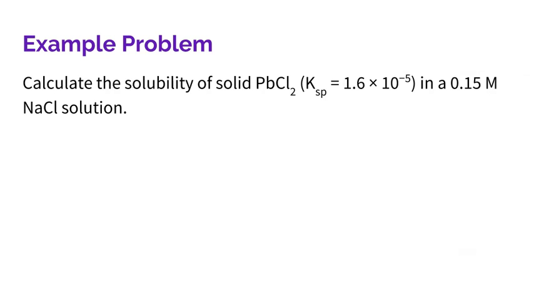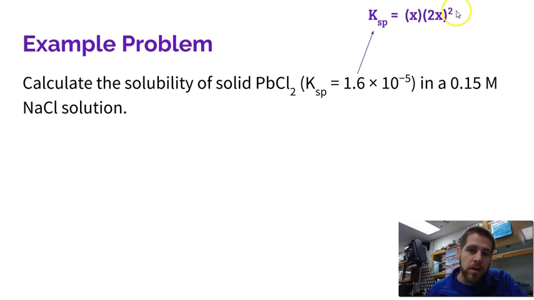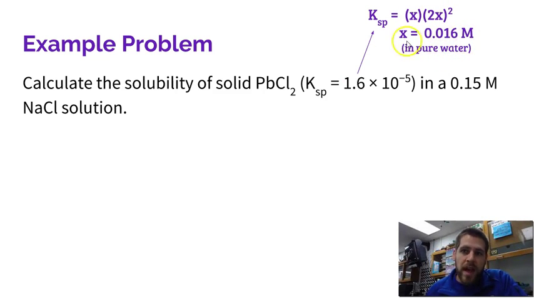Let's look at an example problem here. Let's calculate the solubility of lead(II) chloride in a solution of 0.15 molar sodium chloride. Now in pure water, this would be pretty straightforward. We would take our Ksp. It's forming 3 ions, and so it's going to end up as X and 2X. Then you're going to have to square the 2X. When you solve for X, it ends up at 0.016 molar. That would be what the solubility would be in pure water.